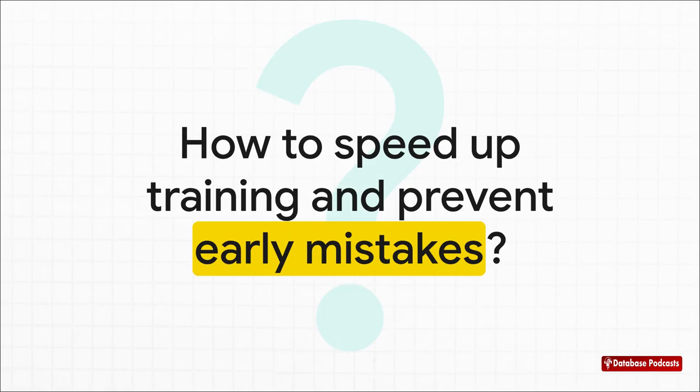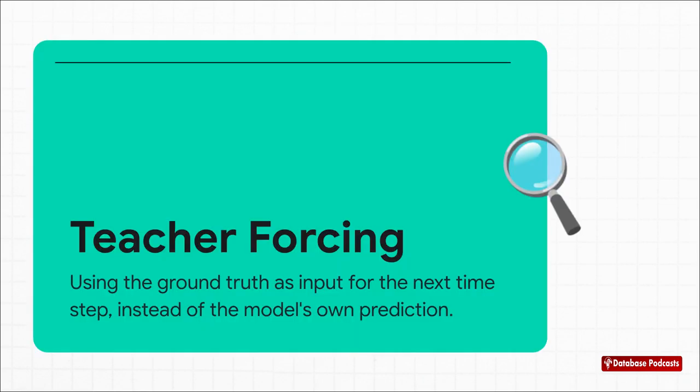I mean, this is the fundamental issue, isn't it? When a model is just starting out, of course it's going to make mistakes. But in a sequence model, one tiny error right at the beginning can just snowball into a total catastrophe by the end. So, how do we stop that from happening and just get the model on the right track way faster? The answer is teacher forcing.